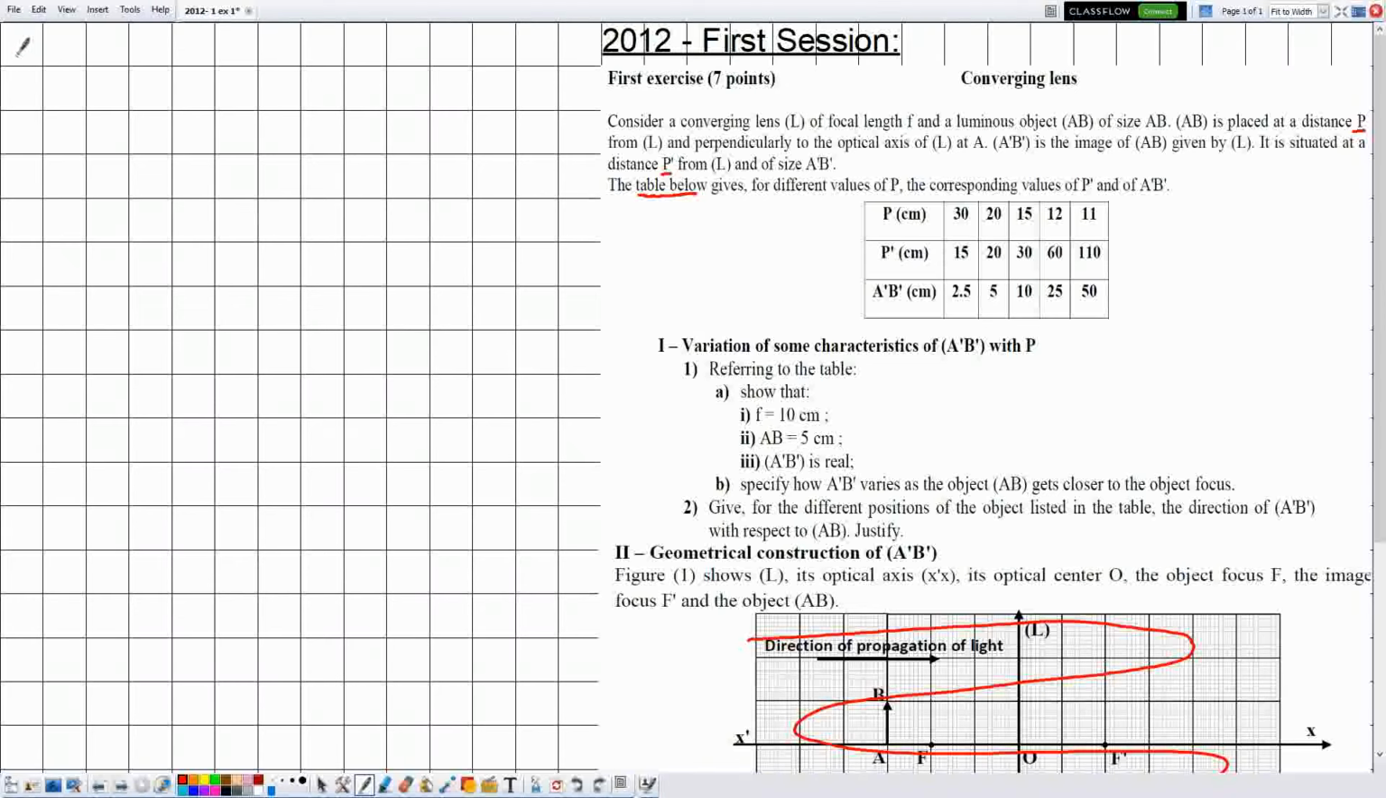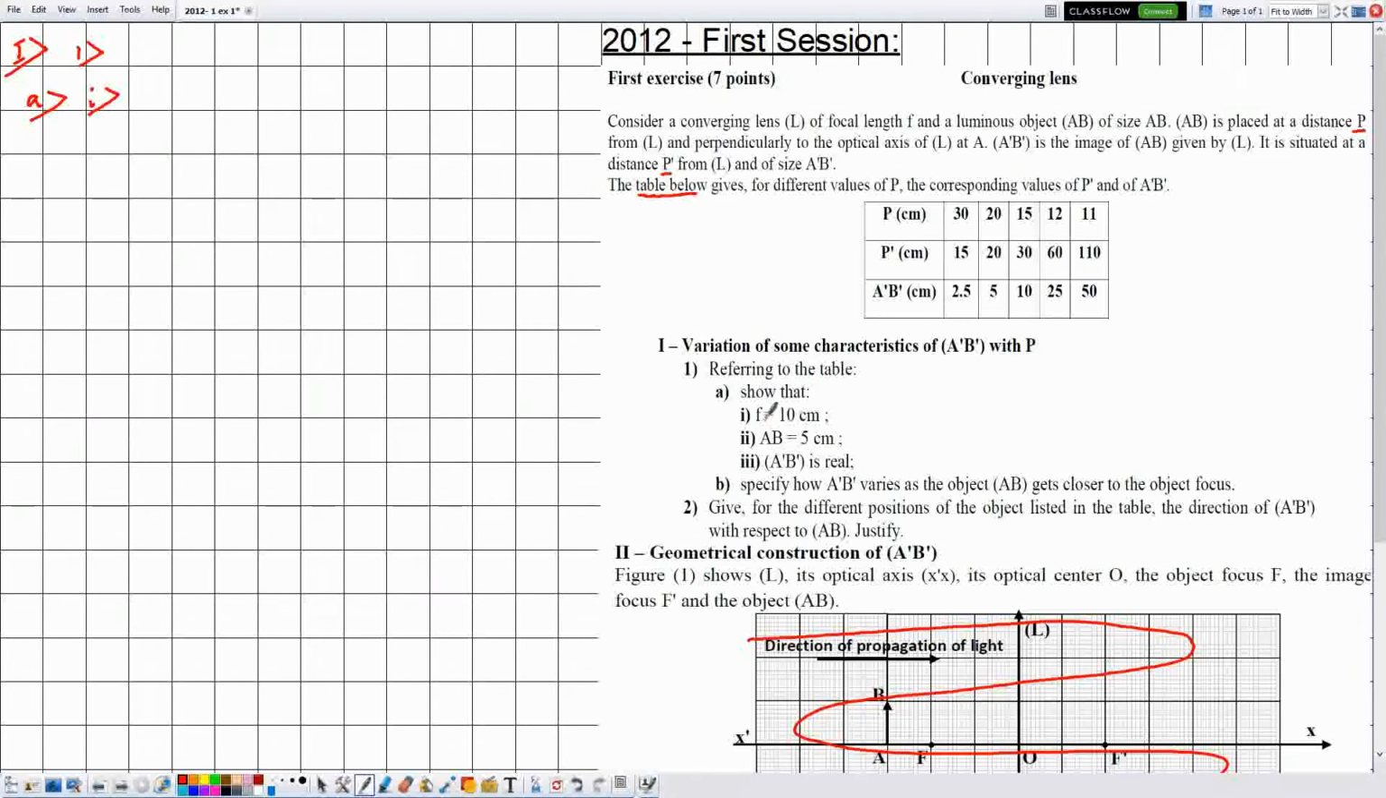Now number 1, part 1. They are telling me variation of some characteristics of A prime B prime with P. Referring to the table, part A, show that, part I, that f is equal to 10 centimeter.